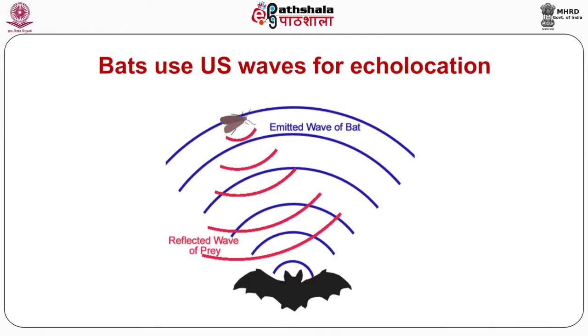Whenever there is an object or an obstacle in the environment, the sound waves will strike that object or obstacle and will be reflected back. These reflected waves can be perceived by the bat in real time, and therefore it can change its direction to avoid that obstacle. If the obstacle is prey, the bat can go further in that direction and follow the prey and have its food.